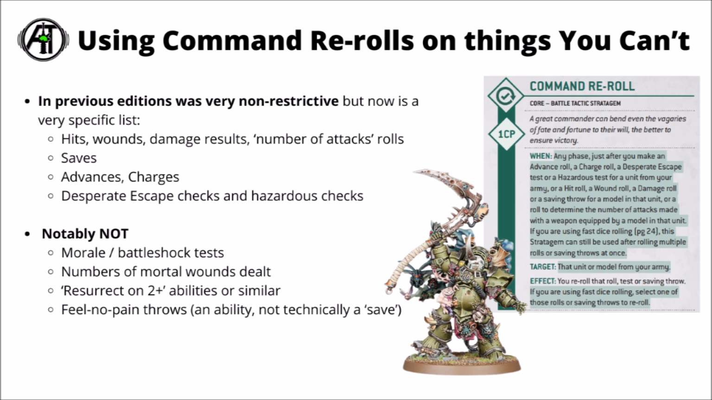You can't use it on numbers of mortal wounds dealt, say with Typhus's ability when he strikes foes with mortal wounds at range. You can't use it on datasheet abilities like say this model gets back up on a 2+, or fires on death on a 2+. And you can't use it on feel no pain type throws, which technically is an ability, not really a save. That one maybe feels a little bit more arbitrary to me, but kind of important, as it would be very impactful if you could do that on one that was absolutely key.